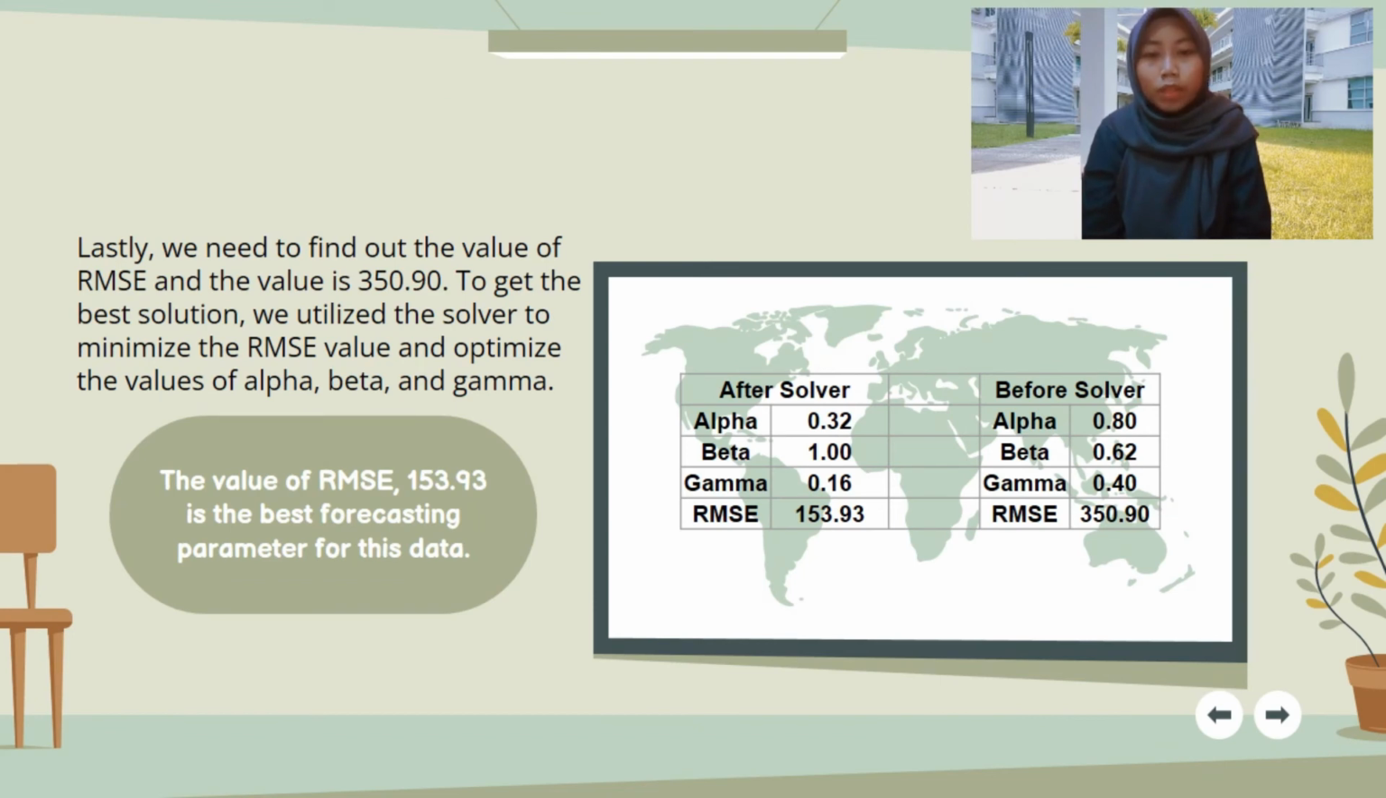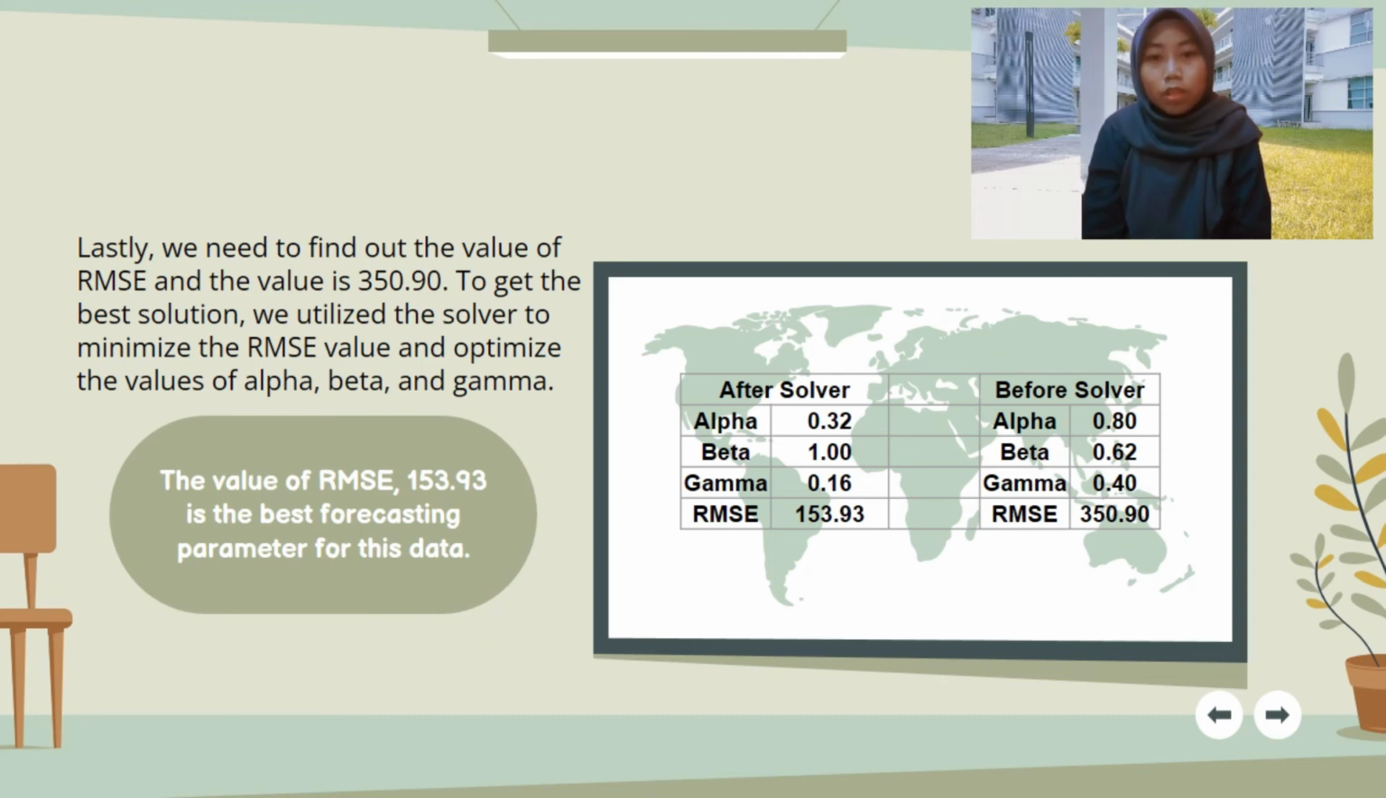Lastly, we need to find out the value of RMSE, and the value is 350.90. To get the best solution, we utilize the solver to minimize the RMSE value and optimize the values of alpha, beta and gamma. We find that alpha is reduced by 0.48, from 0.80 to 0.32. Next, we also find that beta increased by 0.38, from 0.62 to 1. We have found that gamma is reduced by 0.24, from 0.40 to 0.16.